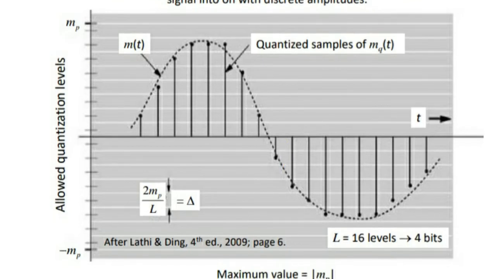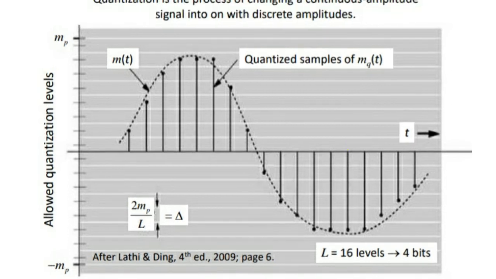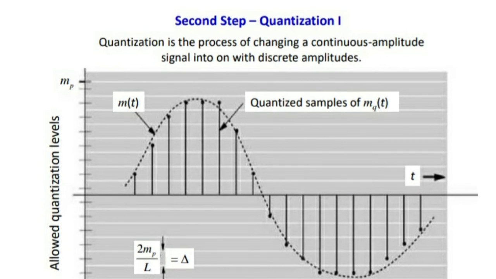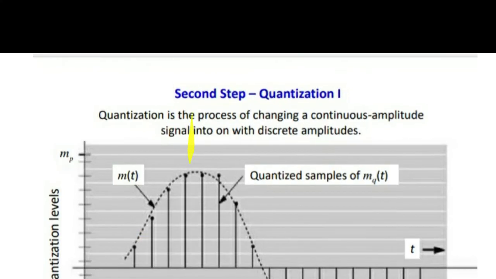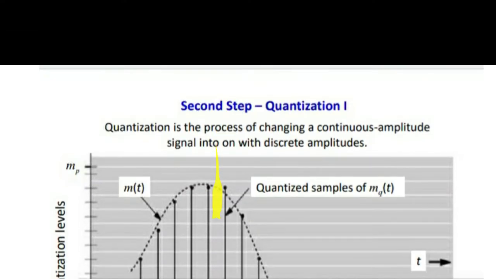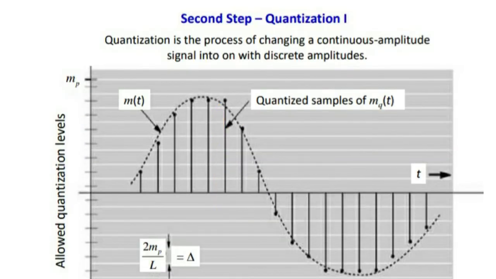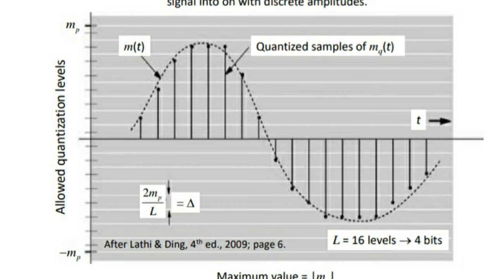Now, there are 16 levels in this instance because, once again, quantization is the process of changing a continuous amplitude signal into discrete amplitudes. For this level, this is the amplitude. For this level, this is the amplitude. For this level, this is the amplitude. Now, this is a 4-bit message it seems. So 2 to the power of 4 is 16. 2 to 4, 4 to 0, 8 to 16. There are 16 levels in this.